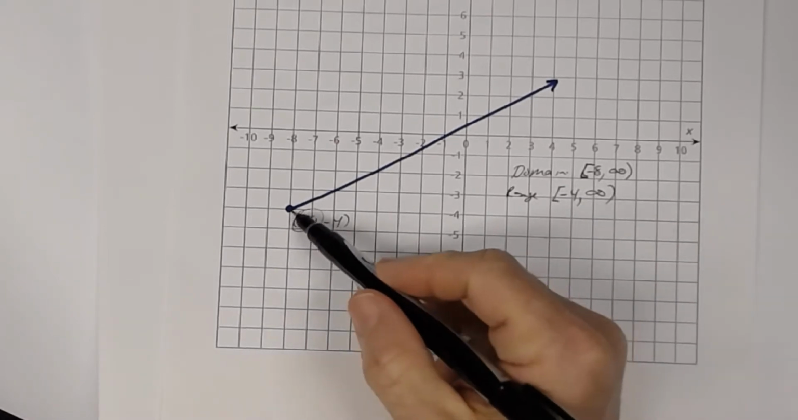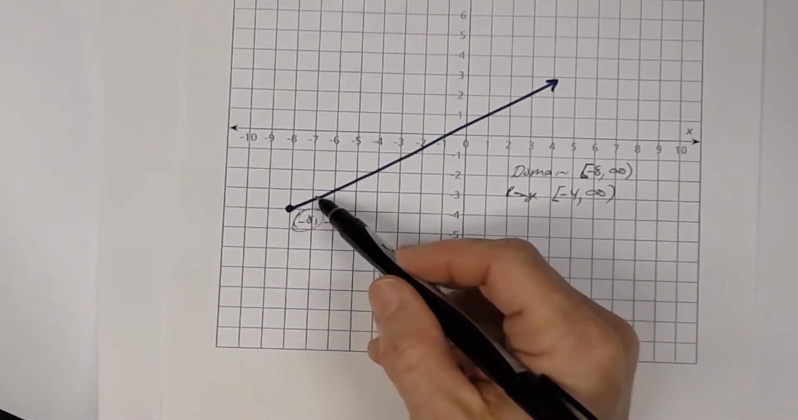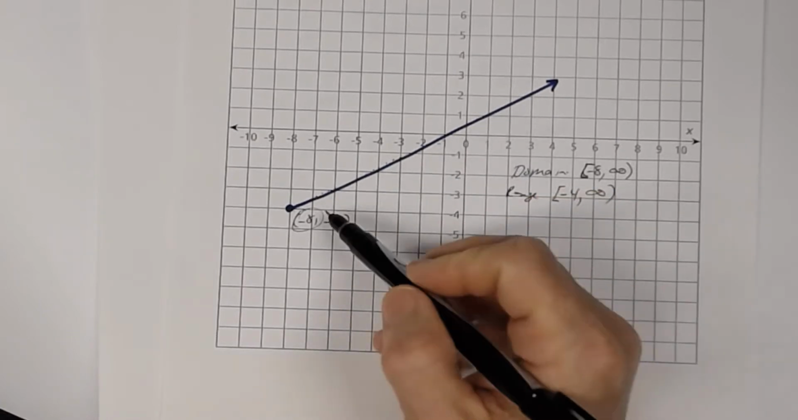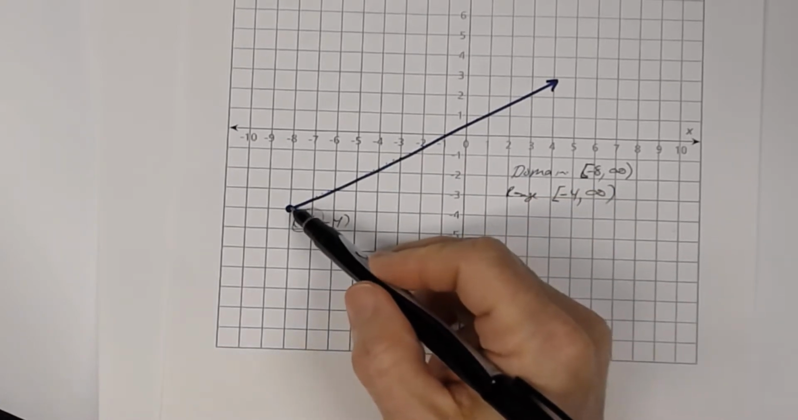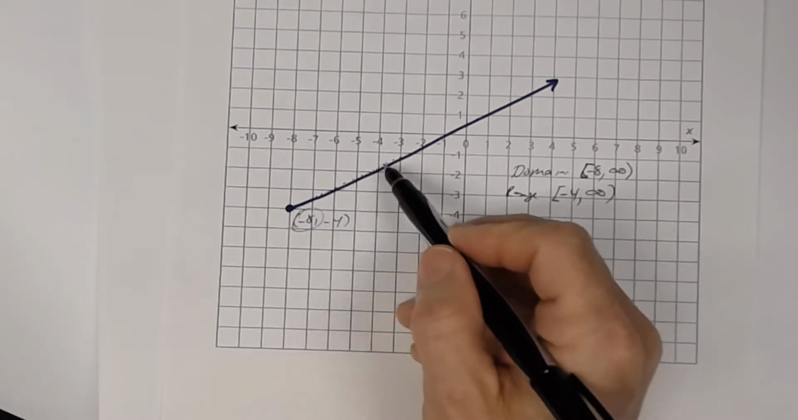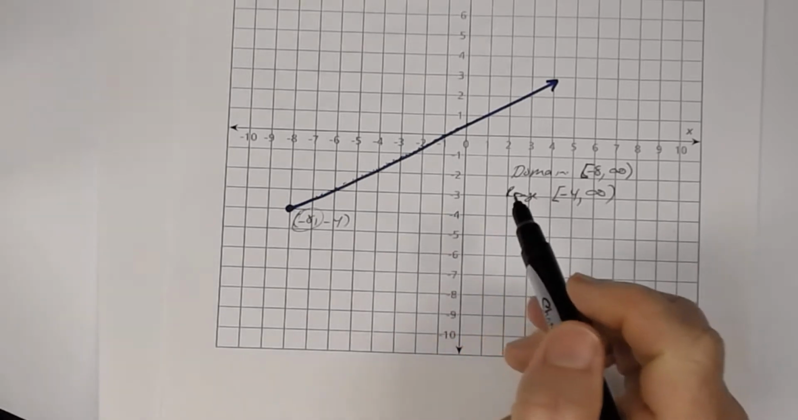Okay, so that is a point on the graph. So a closed circle means this point is on the graph, just like all these other points on the graph. So this is also a point on the graph because it's closed. These are all closed circles if you want to think about it. All right, so that's that one.